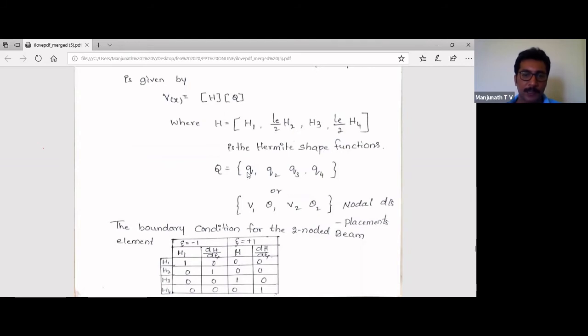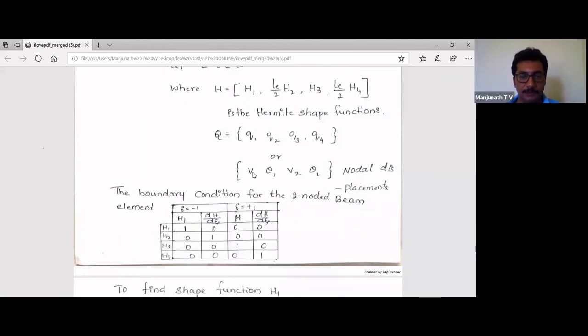Okay, so at node 1 the displacements are in the vertical direction q1 and in the rotational direction q2. Similarly at node 2, in the vertical direction q3 and in the rotational direction q4. This you can also write as per our convenience: vertical direction v1, rotational theta 1 at node 1, and at node 2 vertical direction v2, rotational direction theta 2. So these are all the nodal displacements.